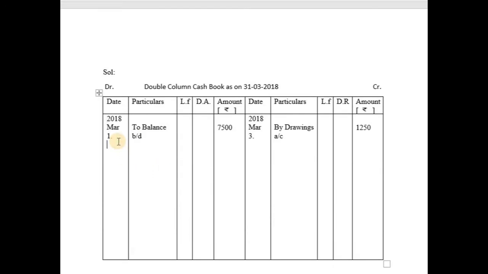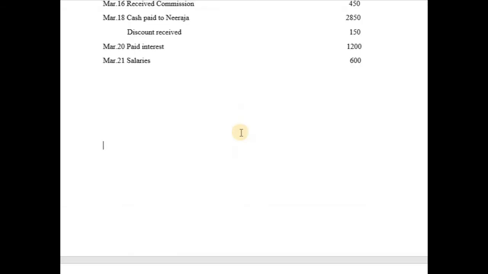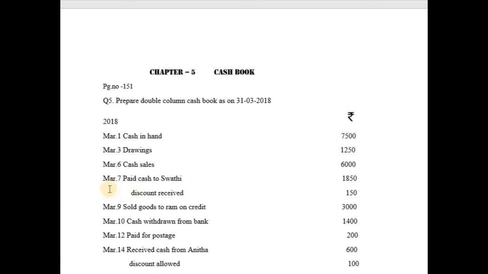So here you will be writing it as March 6. As you are selling goods, the business is receiving the amount. So it will be recorded as to sales account. कितने में बेच रहे आप सामान? 6,000 rupees में सेल कर रहे. So 6,000 will be recorded in amount column. After March 6, we have a transaction on March 7.